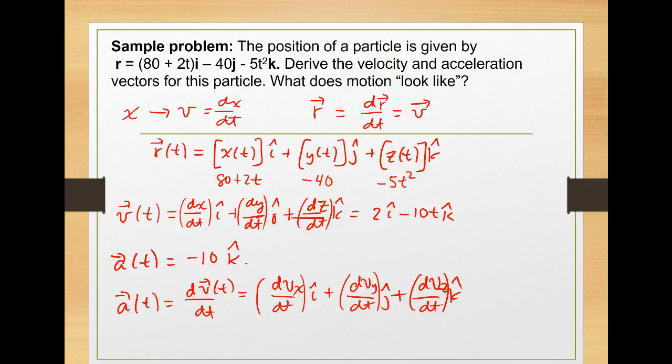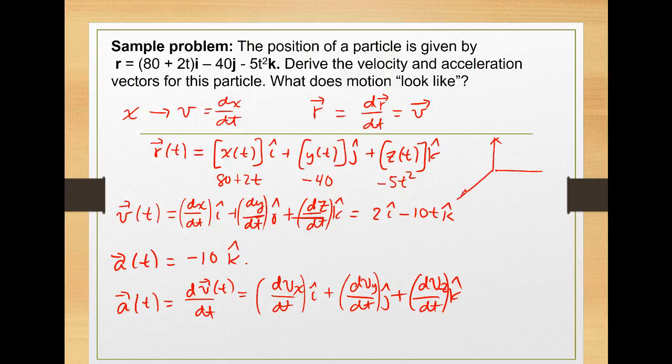So what this is telling us is that we have an acceleration in the k hat direction of negative 10. We have an initial velocity in the x direction of 2. And then we have an initial position given by the coordinates 80 and negative 40. So this is basically a type of projectile. It's something that is going up in the air and going to come back down.